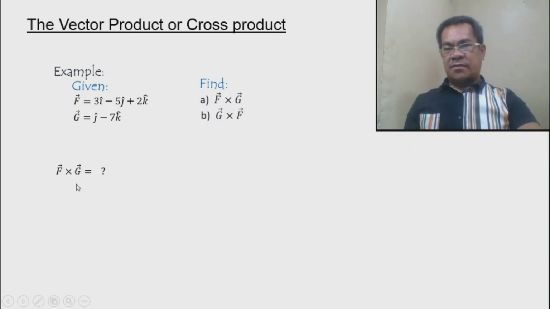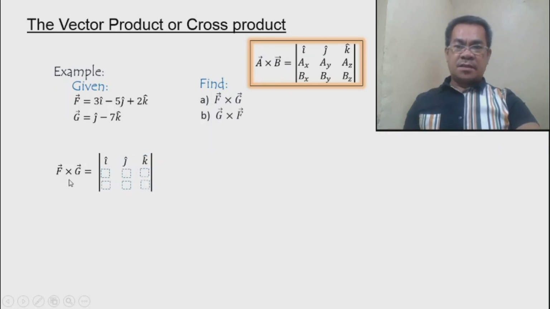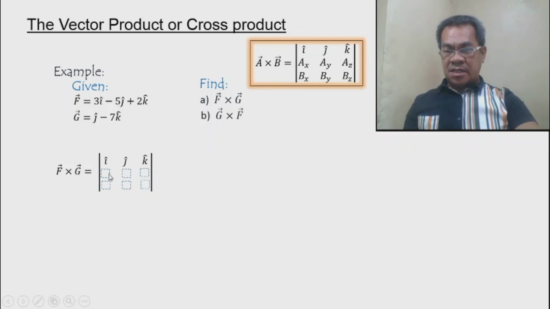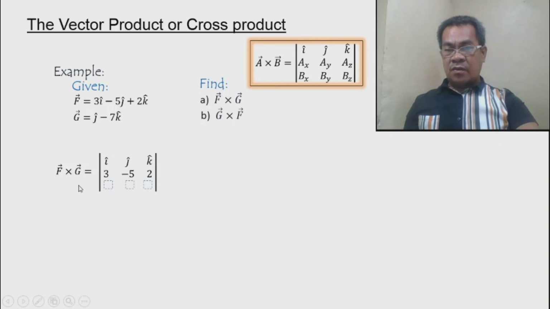Okay, so what is F cross G? So take note of the formula. This is the arrangement. So you have to create the 3 by 3 matrix. The first row must be IJK. Then, because this is F cross G, the second row must be the components of F, not G. So this should be 3, negative 5, 2. Again, 3, negative 5, 2. Then the last row will be the components of the G vector.